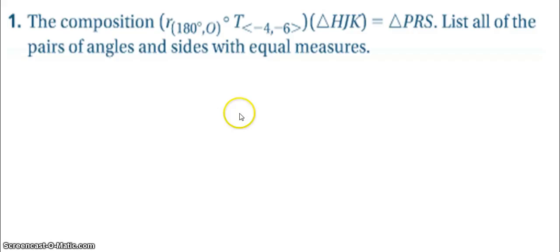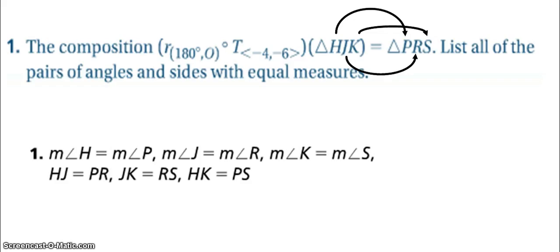To try this extra practice problem, we have a translation 4 left and 6 down, and a rotation 180 degrees about the origin, but nothing has changed the size, so we know that HJK got mapped to PRS, so we have our pre-image and our image. We want to list all our angle and our side pairs with equal measures. So we can do the same thing again to match up our points, H to P, J to R, and K to S, and then we can do the same thing with our sides and get our congruent sides there.